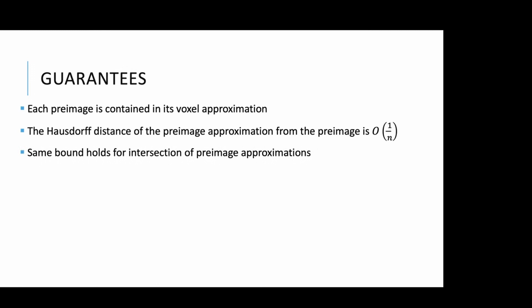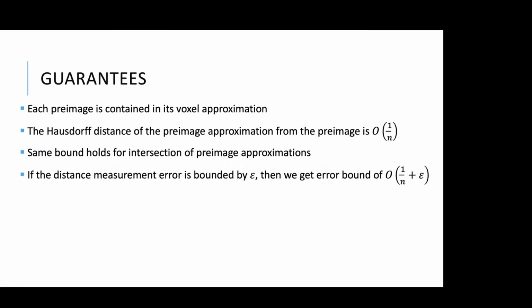And the same holds for the intersection of preimages, right? So if the first bullet is true for each preimage, then the intersection of preimages is also contained in the intersection of approximations of preimages. And the distance is O of 1 over n. It's not that hard to see.